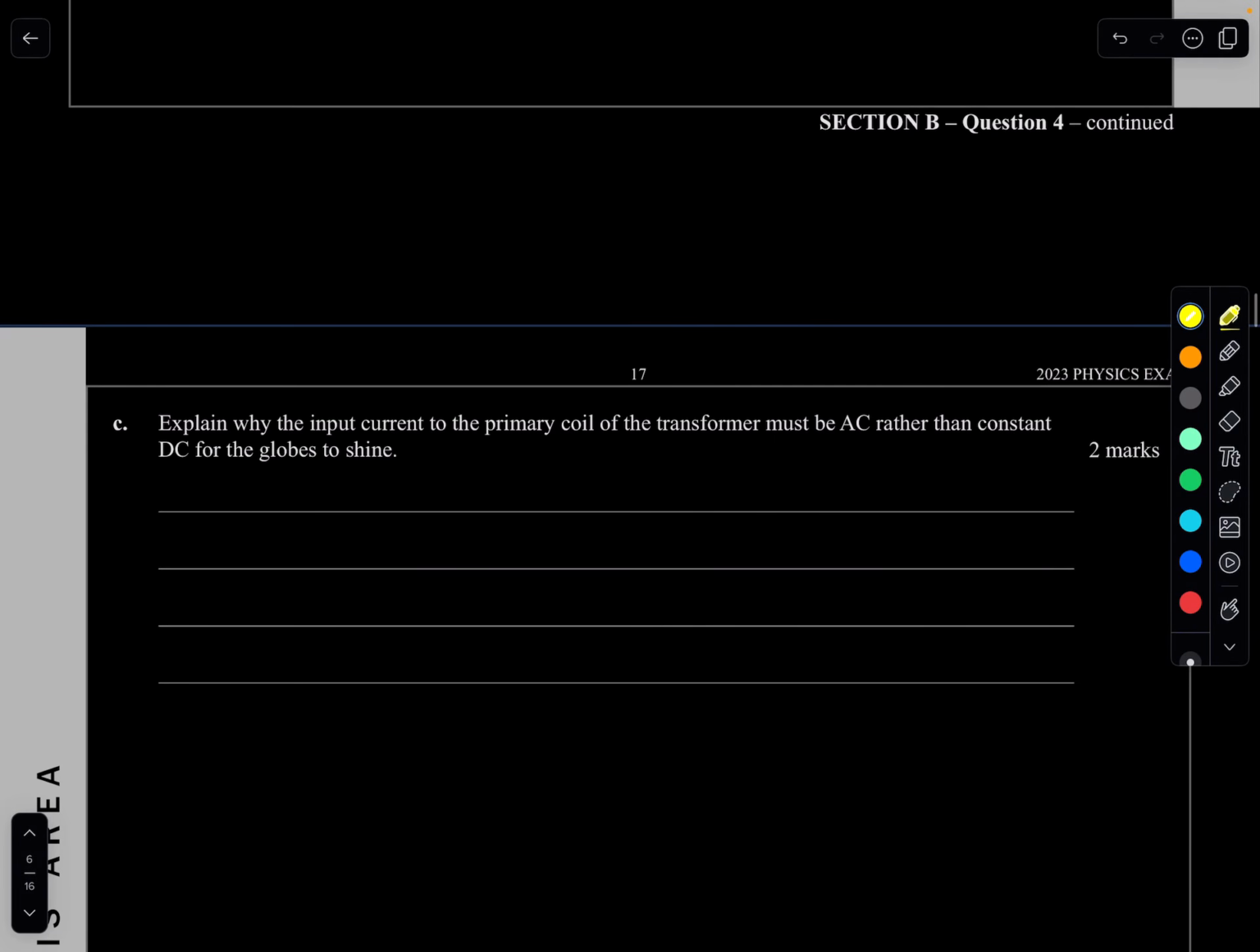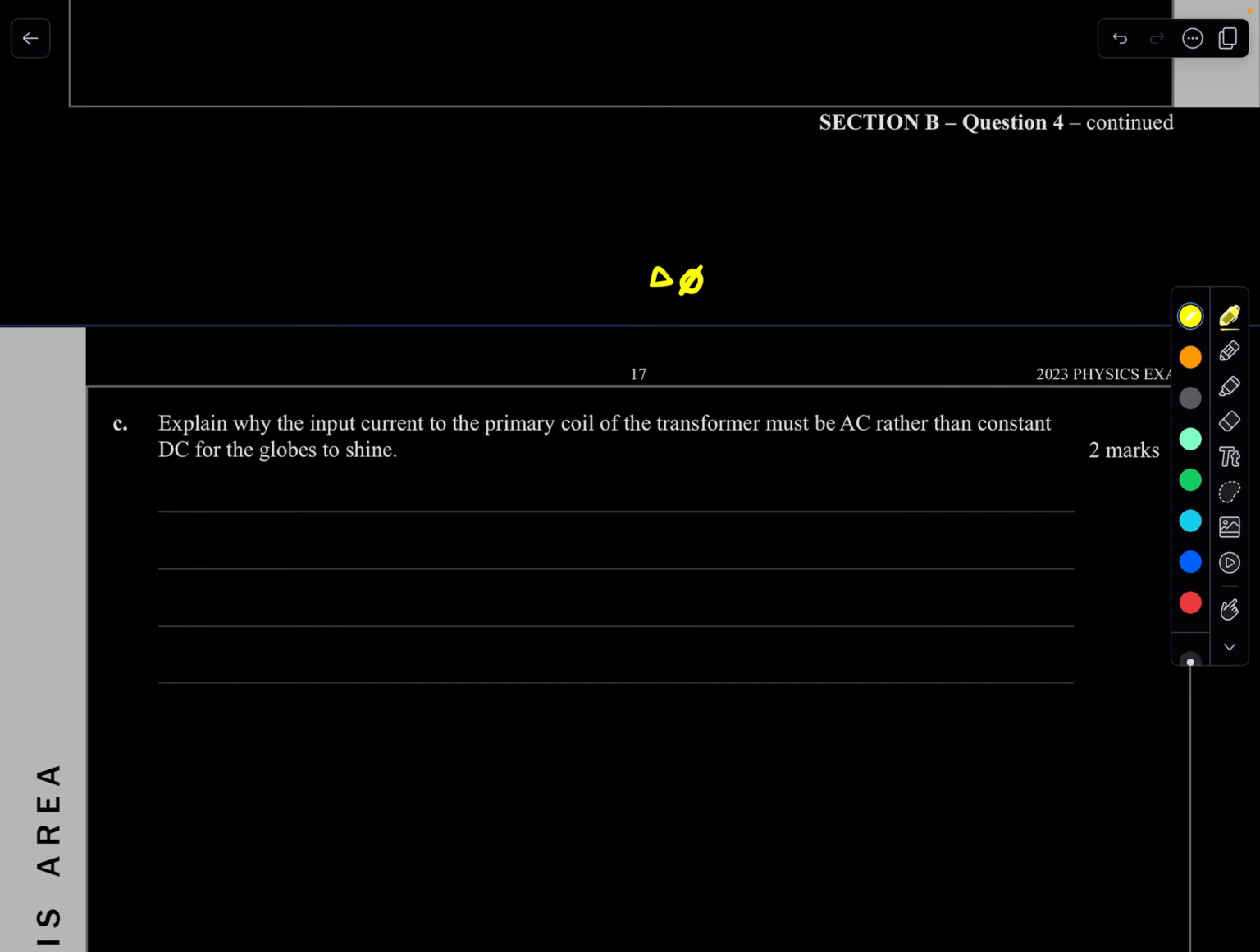Next question. Explain why the input current to the primary coil of the transformer must be an AC rather than constant DC for light globes. Very nice, easy. We know that transformers only work for AC. Why? Because transformers work through the process of induction, and induction needs a change in flux. For induction to work, you need to have a changing flux.